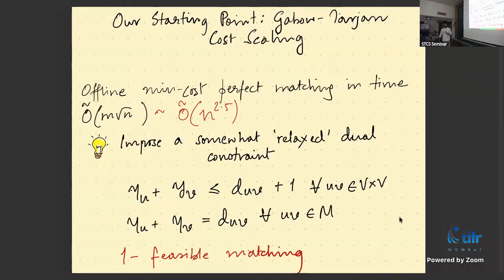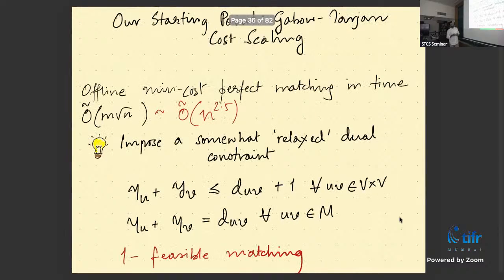In particular, for the edges which are not in the matching, I would allow their duals to go up all the way to distance +1. But whichever is part of my matching, I would still want them to be tight. Now it's of course not clear why this should not blow up the cost, because I'm not maintaining the complementary slackness anymore. Sorry, I'm maintaining the complementary slackness, but I'm not maintaining the dual feasibility of the original dual. But it happens, so I will not go into why. It's again not very difficult, but it needs some work. It depends on how you are scaling things at all.